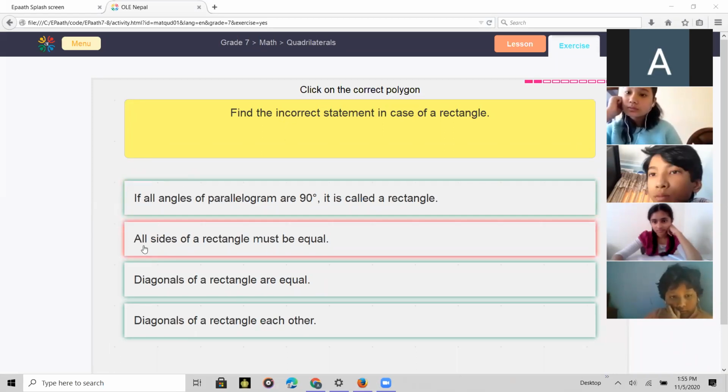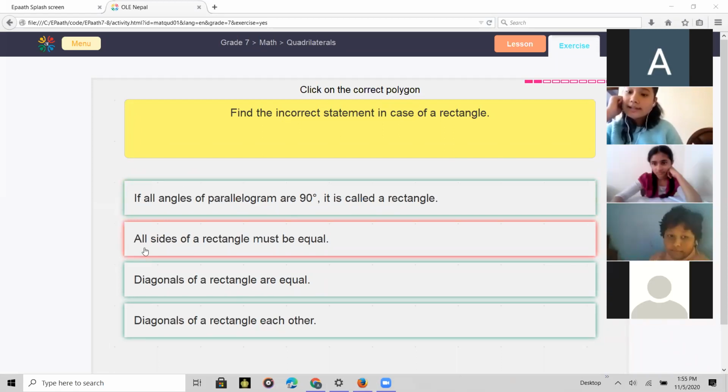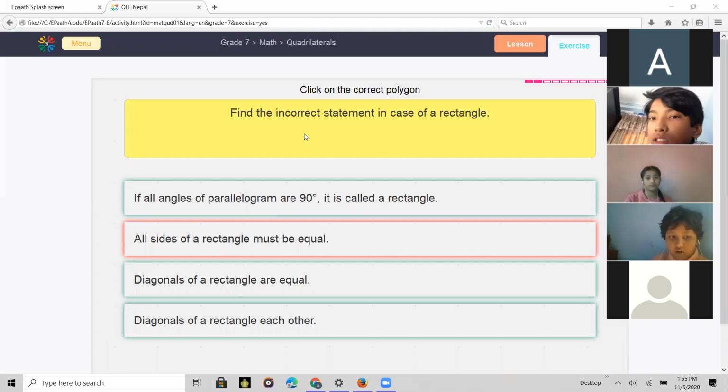So let's see, everyone. Please read this second statement. Sir, this is incorrect. All sides of a rectangle must be equal. Incorrect. False. Wait. All sides of a rectangle must be equal, but by the property of the rectangle, we have learned that opposite sides are only equal, not all the sides. So it is incorrect. Opposite sides are equal. Okay, very good. And this must be incorrect, but wait for a while.